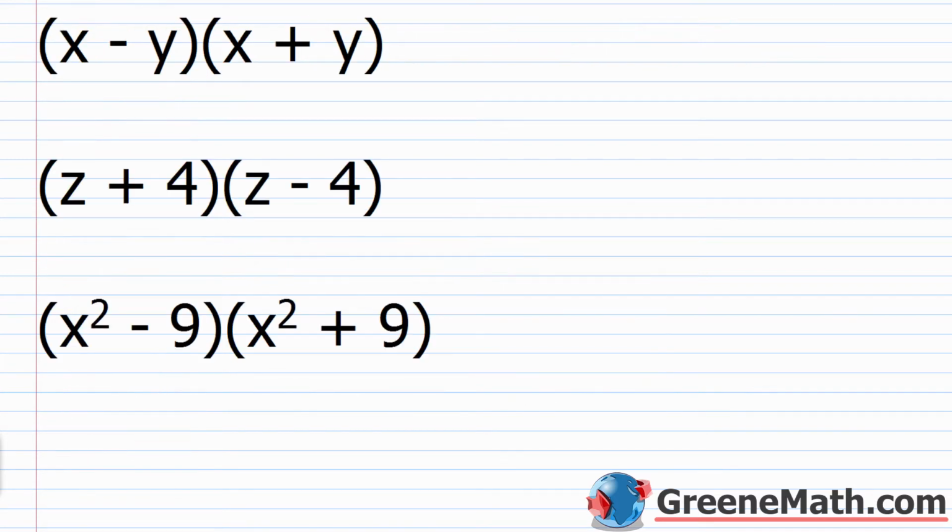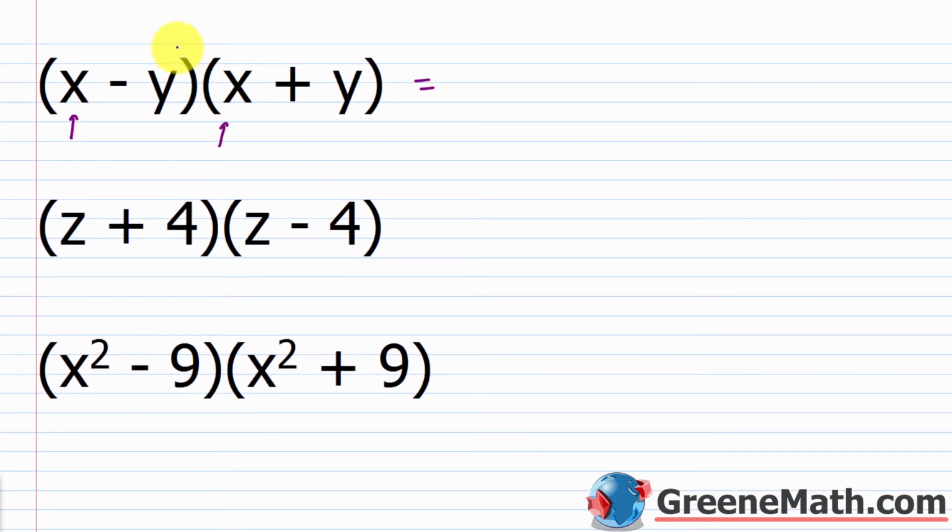So let's look at some quick examples. So without doing FOIL, we already know that if we have x minus y times x plus y, it's what? Again, I've got x here and here. I've got y here and here. I've got different signs. I've got a minus and I've got a plus. So I would just say this is x squared, right? The first guy squared, minus the last guy squared, which is y squared. Okay, the difference of two squares.